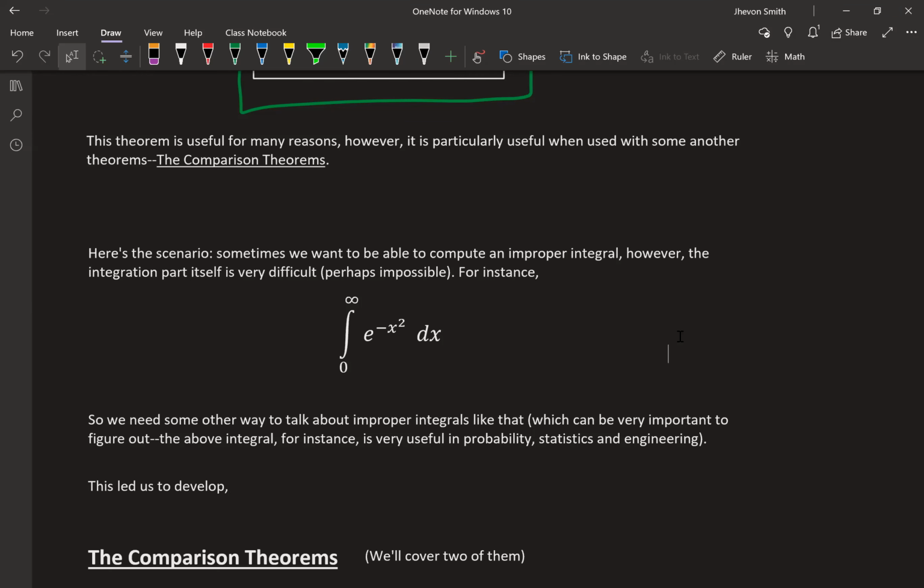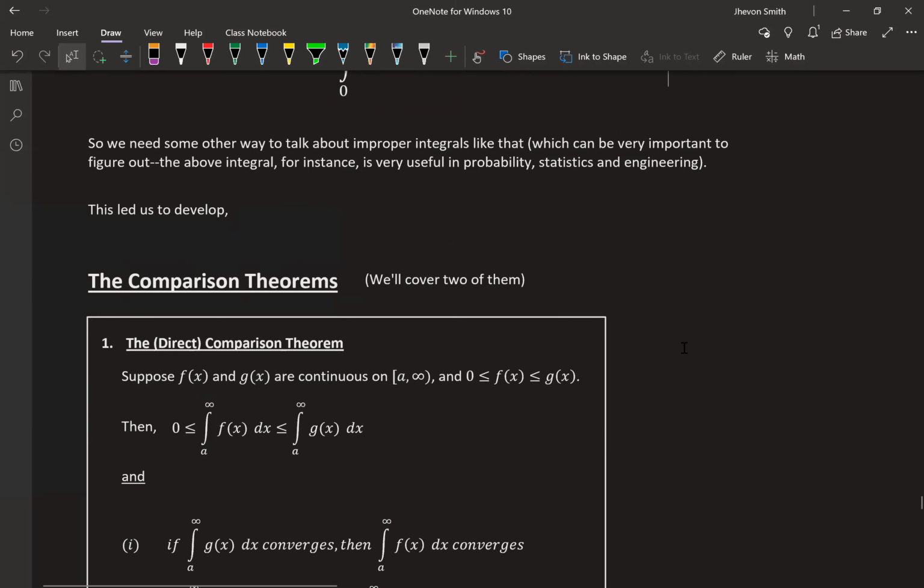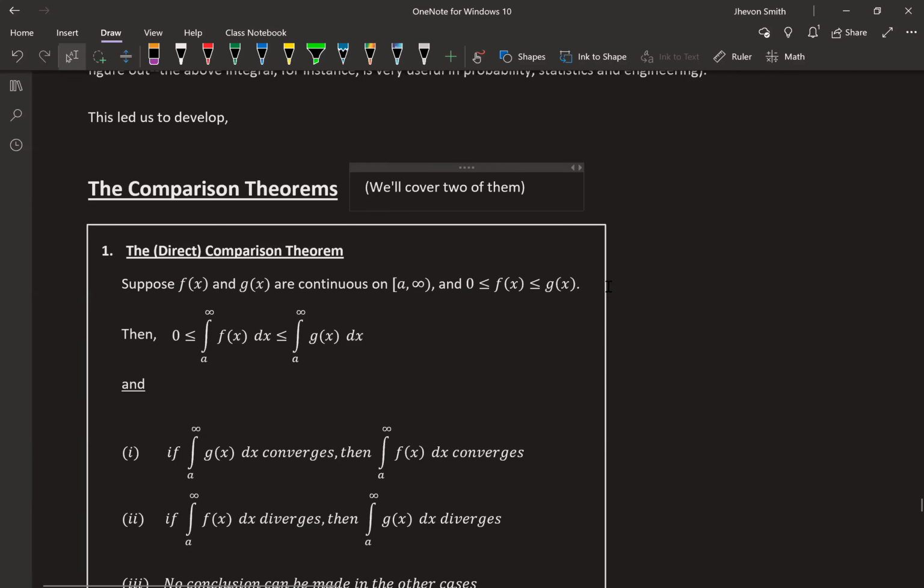So here we have an improper integral, but even if I went through and replaced the bad points and all that, I still end up with an integral that I don't know how to actually compute. So what we do instead is compare it to an integral that we do know how to compute. And this leads us to the comparison theorems. Now we'll cover two of them. We'll cover what's called the direct comparison theorem, or just comparison theorem. Normally when someone says comparison theorem, this is the one they're talking about. But for emphasis, you can call it the direct comparison theorem. There's going to be another one called the limit comparison theorem, where we normally say the word limit as a part of the name.